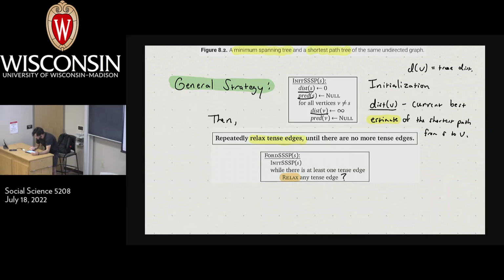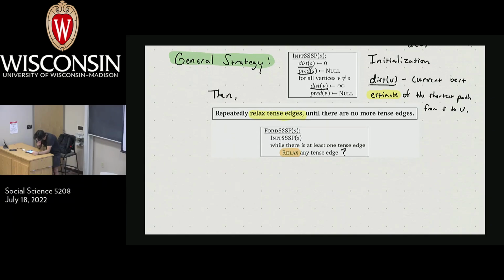So what does it mean to relax it? So relaxation means we have the following. Well, let me write it like this. U to V is tense if the distance of U plus the weight UV is smaller than the distance of V. So what is this saying? It's saying our estimate is outdated. So this implies an outdated estimate.